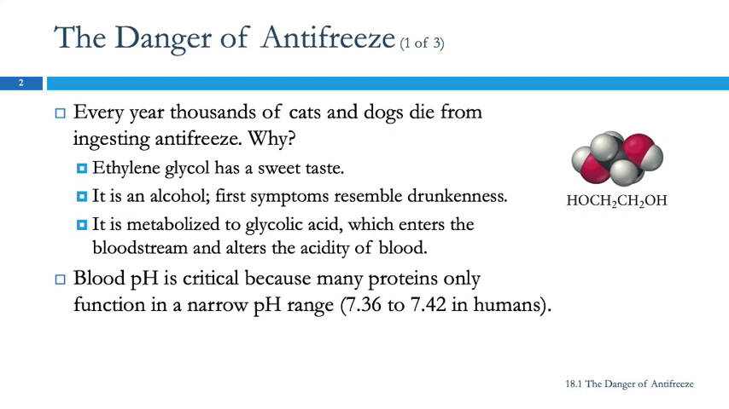But then the ethylene glycol gets metabolized to glycolic acid. That enters the bloodstream and affects the acidity of your blood. So the acidity of your blood, your blood pH, is super, super important. A lot of proteins will only function in a range of 7.36 to 7.42. That's for humans. So if you get above or below that pH, things don't work well anymore, and that can kill you.